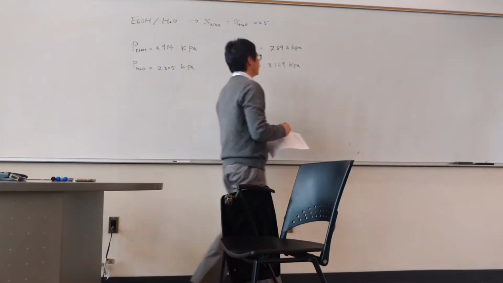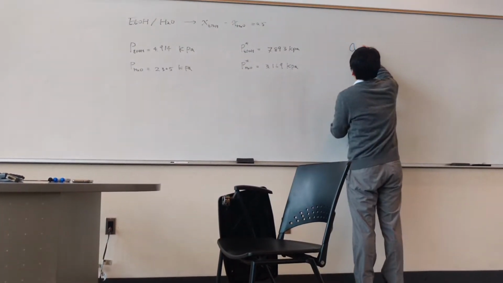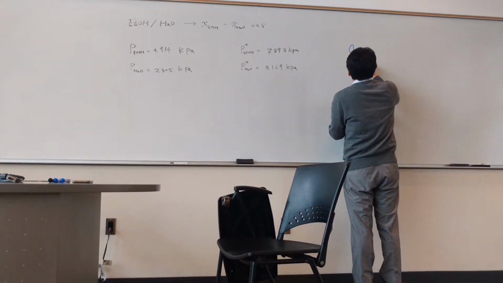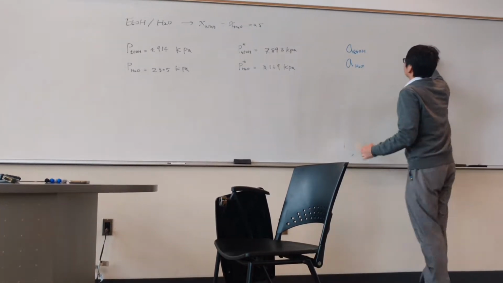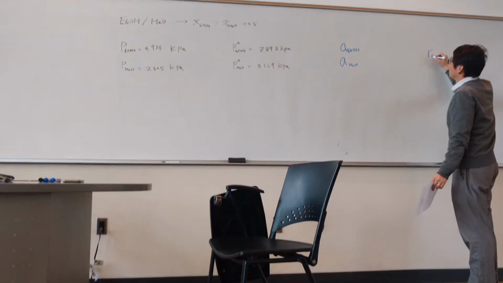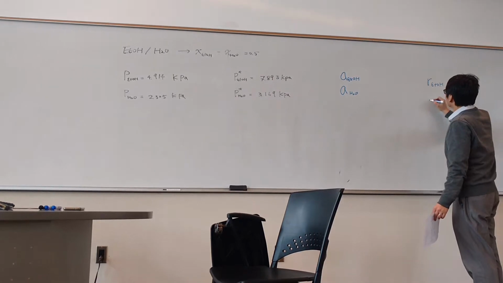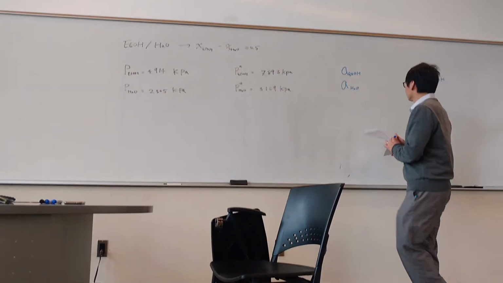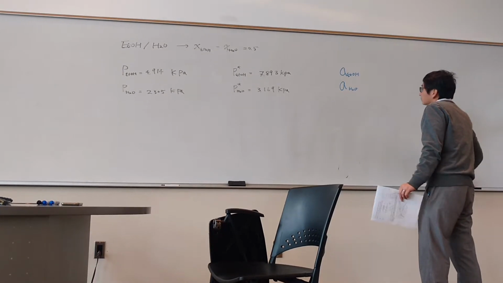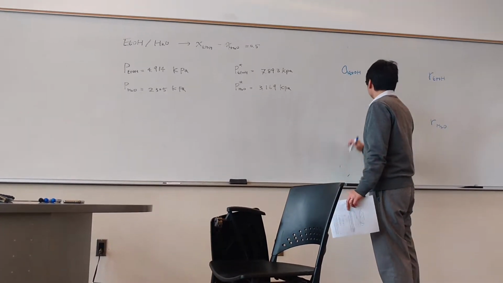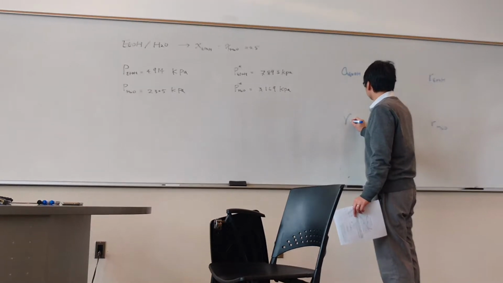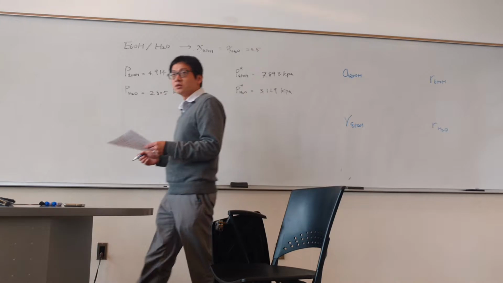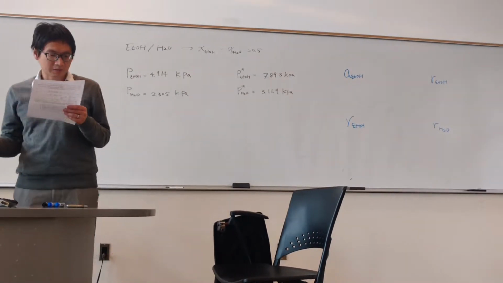You want to know your A ethanol, A water, and the gamma ethanol, gamma H2O. Okay, so these are the four quantities you want to calculate.